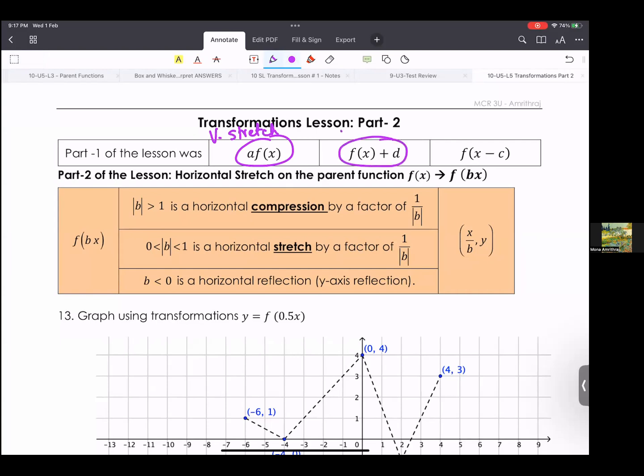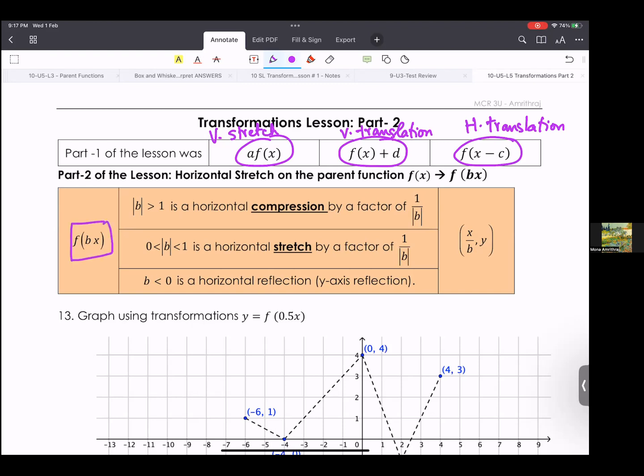And we also looked at a vertical translation. So the entire function can move up or down, or you can have a horizontal translation where the entire function moves left or right. So all of that was the previous lesson or the last 2 lessons where we looked at several functions, including a few parent functions. And today we're going to look at what happens if the x value is multiplied by a factor of b, okay?